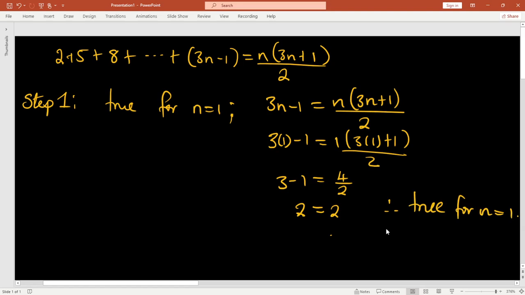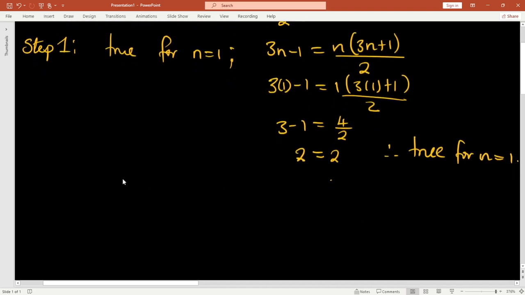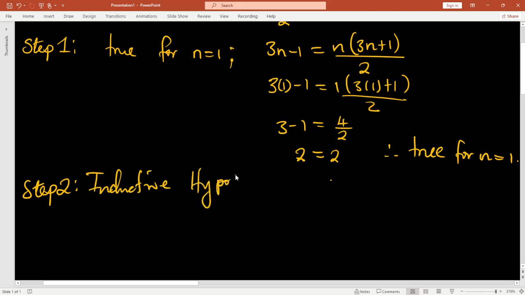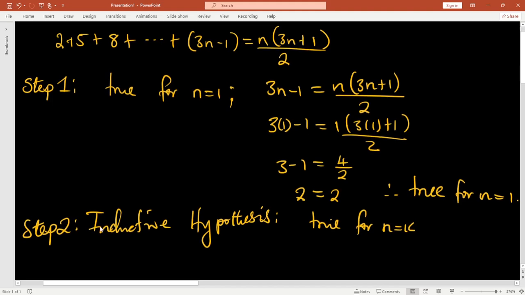Okay, so now if that is true for n = 1, we go to step number 2, which we call the inductive hypothesis. Now, under the inductive hypothesis here, we make an assumption, or we assume that the statement is true for n = k. So when we make this assumption here, we're going to say where there's n in this expression here, we substitute with a k there. So that's the only thing that we get to do under the inductive hypothesis there.